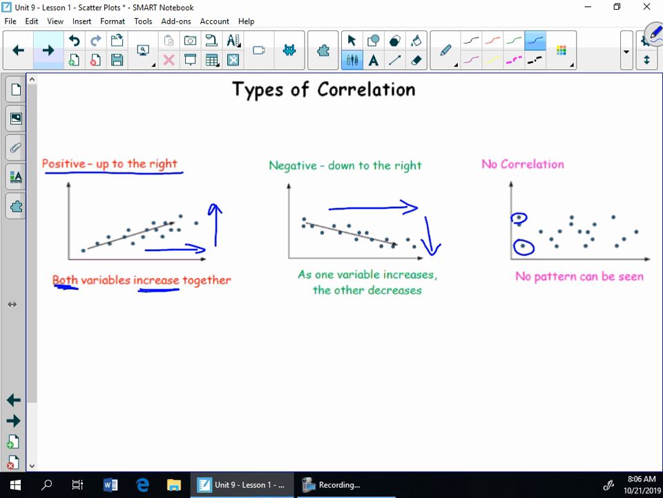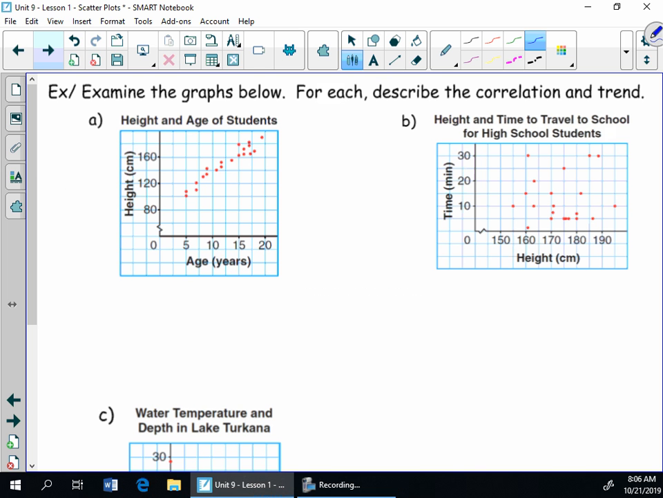So we have three types of correlation. I want you to be able to describe for me. So you're going to give me the words positive, negative, or no, or none. Okay. So let's take a look at some of these things. Here's some graphs. For each, we're going to describe the correlation and the trend.